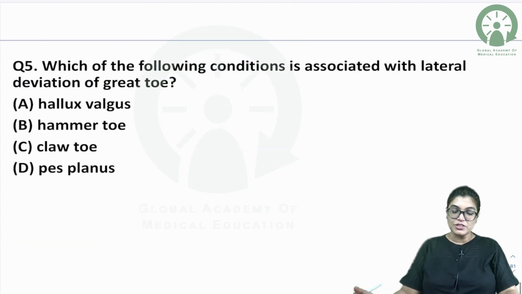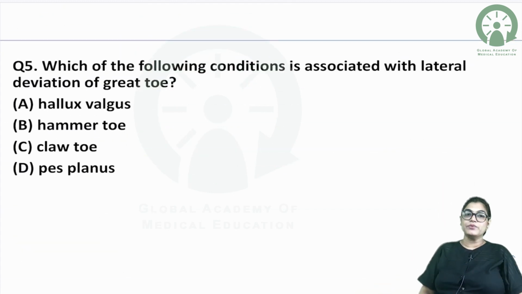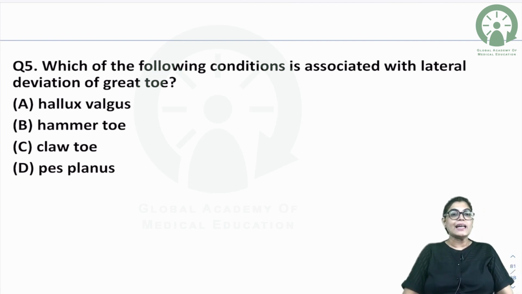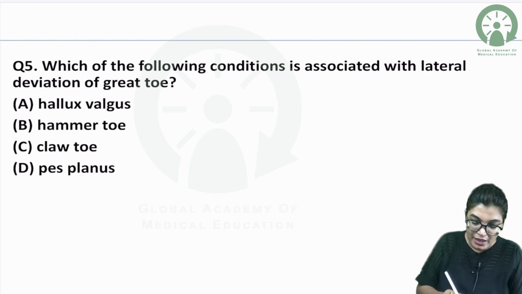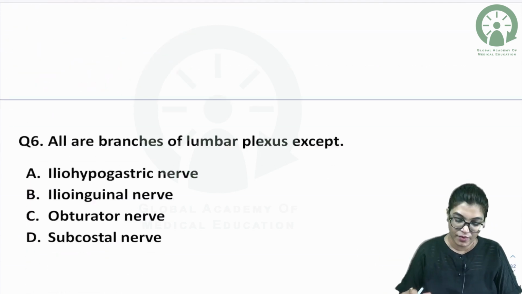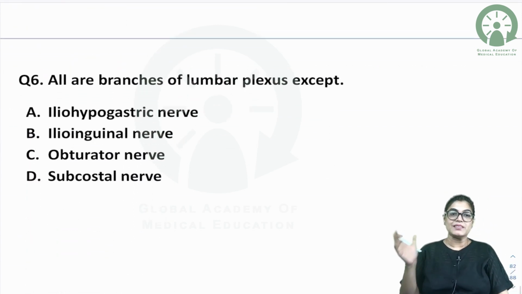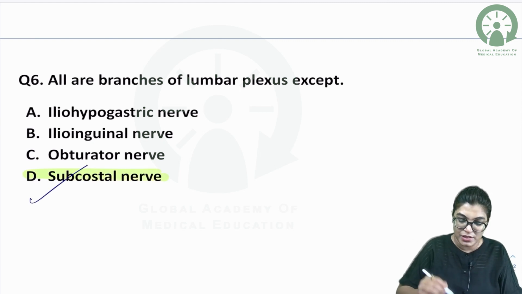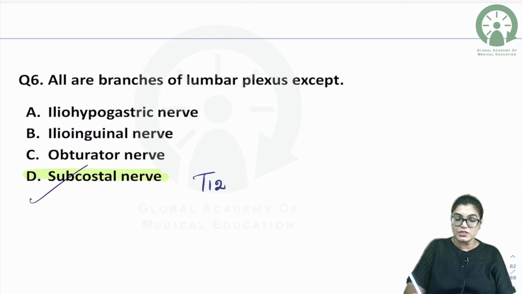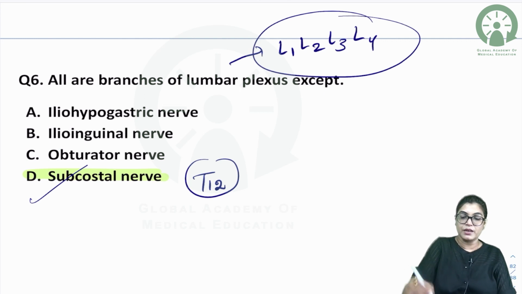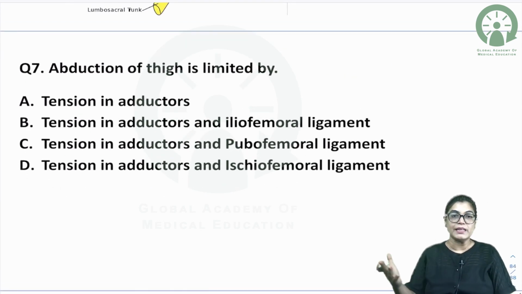Which of the following conditions is associated with lateral deviation of the great toe? Lateral deviation of the great toe is also called hallux valgus deformity. Please note down, lateral deviation of the great toe at the metatarsophalangeal joint is called hallux valgus deformity. All are branches of the lumbar plexus except, so mark the odd man out. We have already discussed it. It's the subcostal nerve, because its root value is T12 and the lumbar plexus is formed by L1, L2, L3 and L4 lumbar nerves.